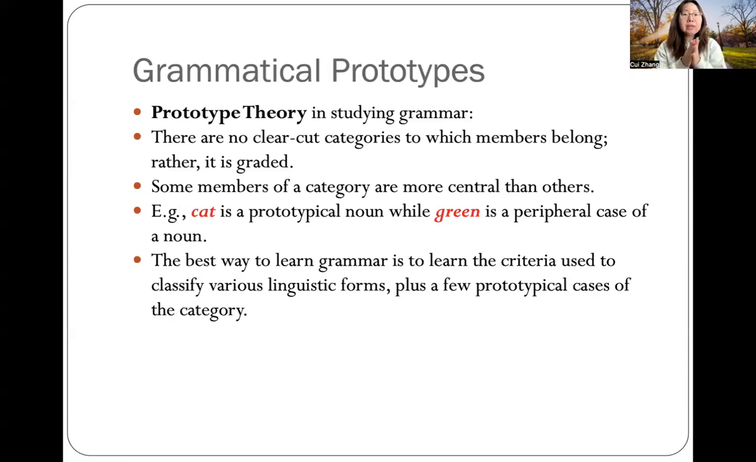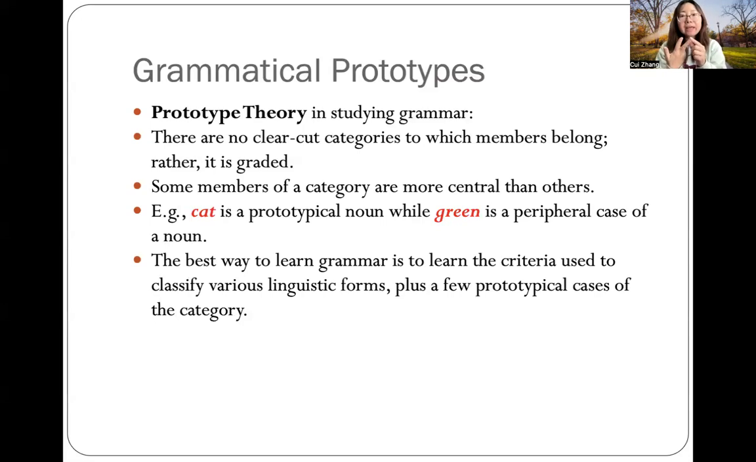Why do we say cat is a prototypical noun? That is because it fits the majority of the noun characteristics. For example, a cat can take the plural s, which majority of nouns can do, while green usually does not, right? You can say cats. And cat can directly follow an article. You can say a cat. You can also say the cat. So those are two particular features of nouns.